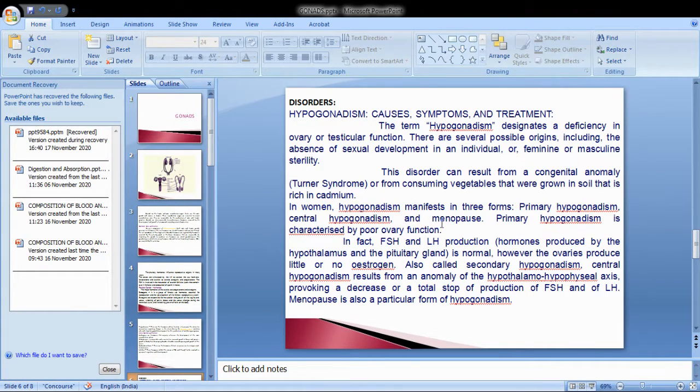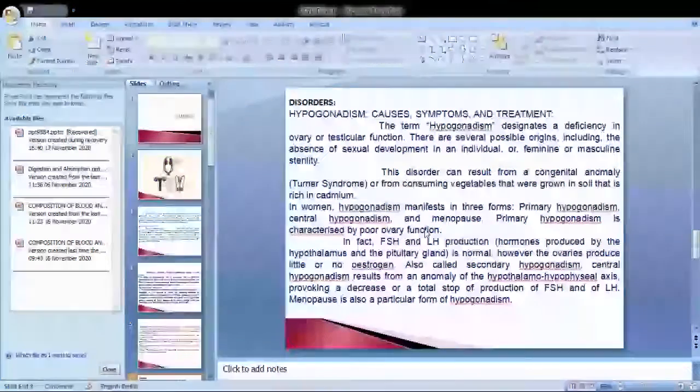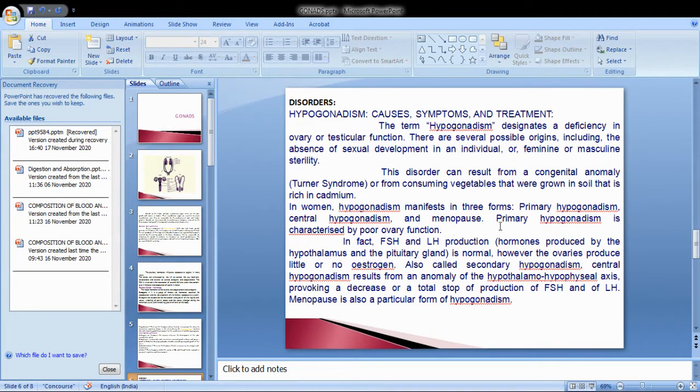In women, hypogonadism manifests in three forms: primary hypogonadism, central hypogonadism, and menopause. Primary hypogonadism is characterized by very poor ovary function. Okay, in fact, primary hypogonadism occurs because of poor ovary function. The ovary function is very poor.